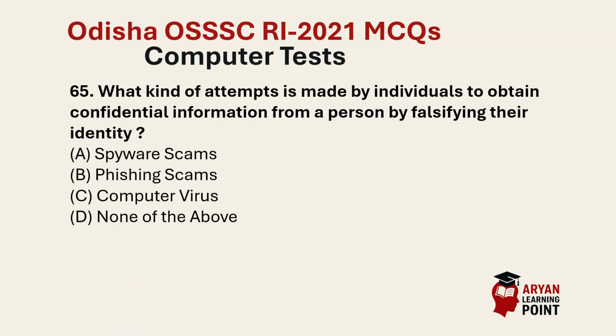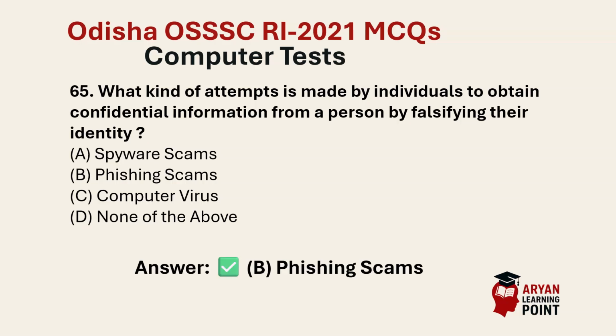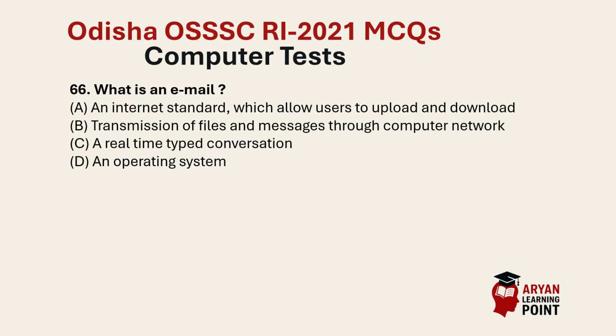65. What kind of attempts is made by individuals to obtain confidential information from a person by falsifying their identity? A. Spyware scams, B. Phishing scams, C. Computer virus, D. None of the above. Answer B. Phishing scams.